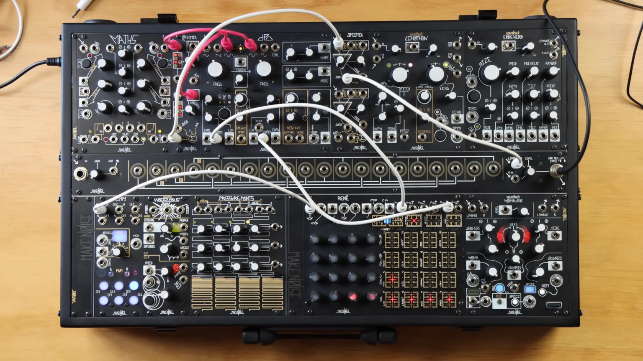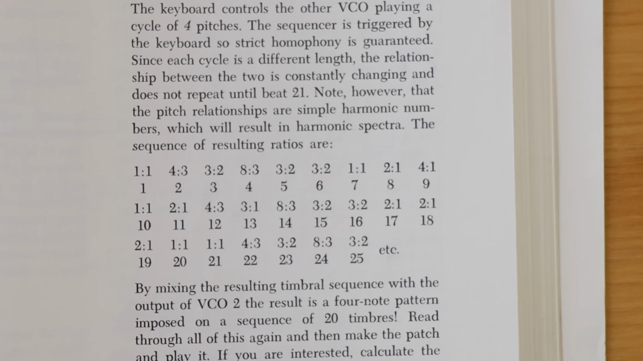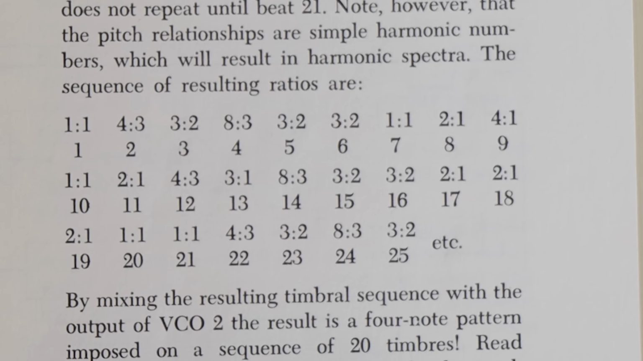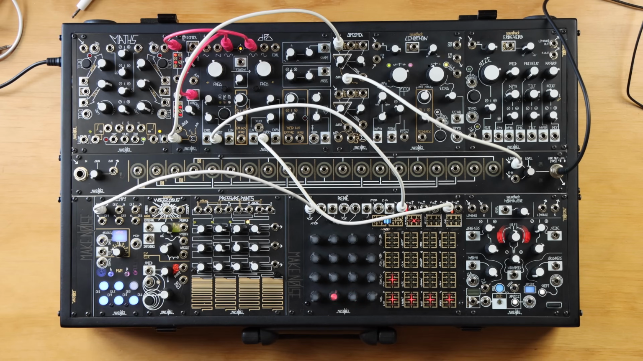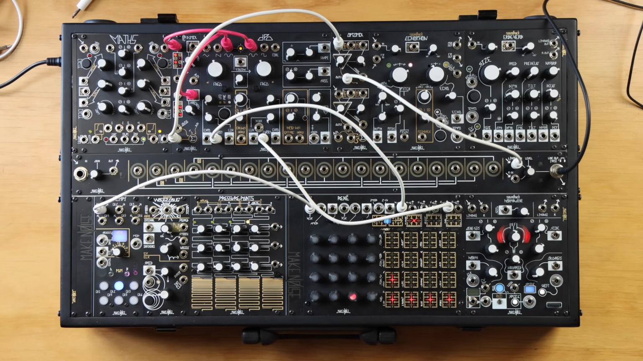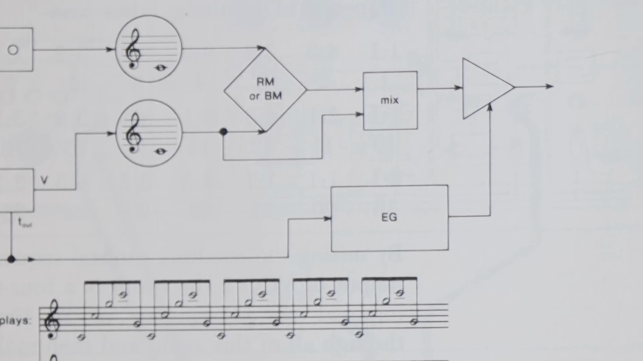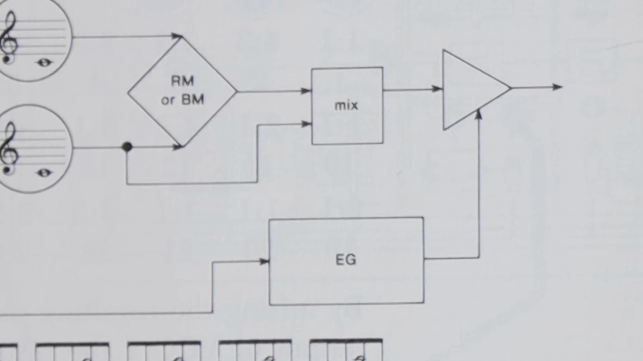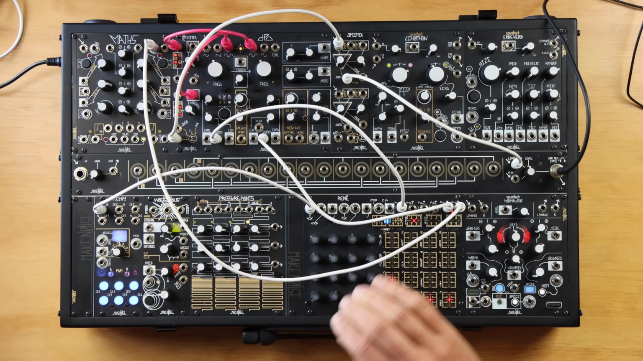Differing cycle rates cause these melodies to go in and out of phase, creating, as Strange notes, a series of 20 different tuning ratios. He writes, "By mixing the resulting timbral sequence with the output of VCO2, the result is a 4-note pattern imposed on a sequence of 20 timbres." Strange has a separate envelope generator and VCA, separating these into discrete notes.